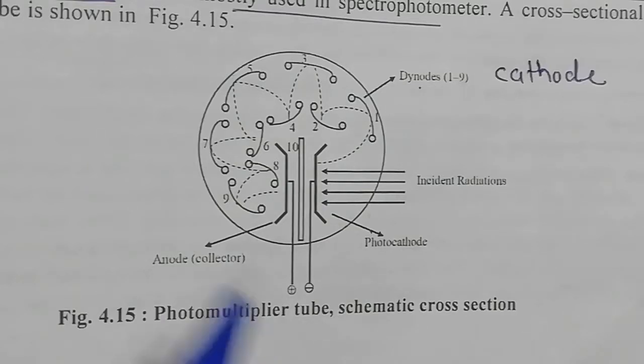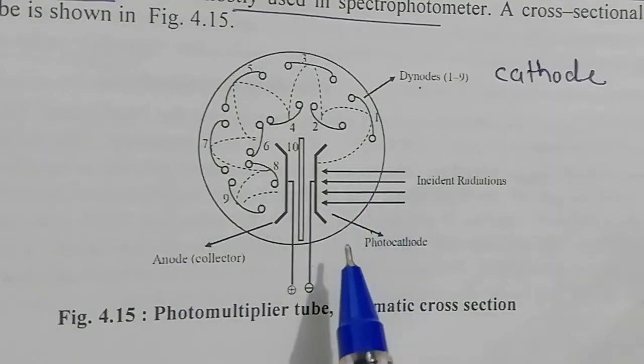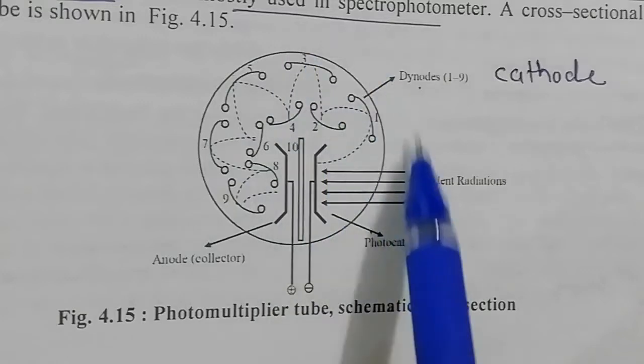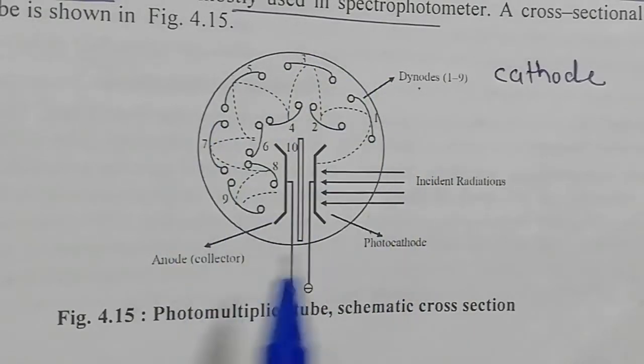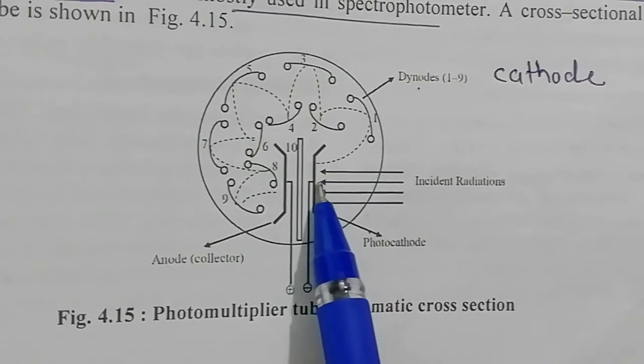The third type of detector is the photomultiplier tube. This is the diagram of the photomultiplier tube. This is a large evacuated glass bulb, and inside this glass bulb the two electrodes are fitted, and this is the cathode. This cathode is coated with the oxides of cesium or potassium or silver.